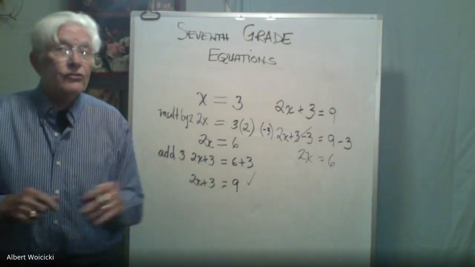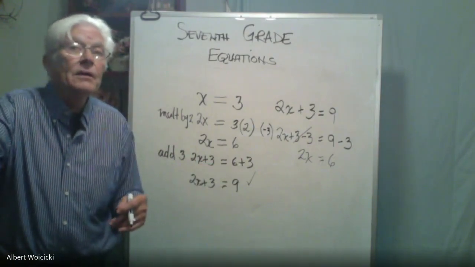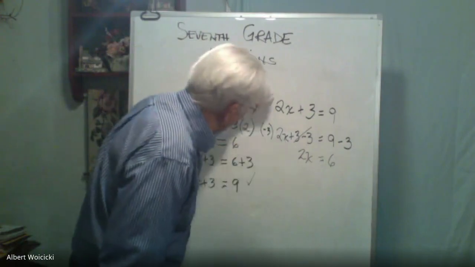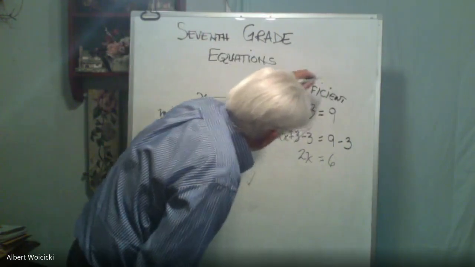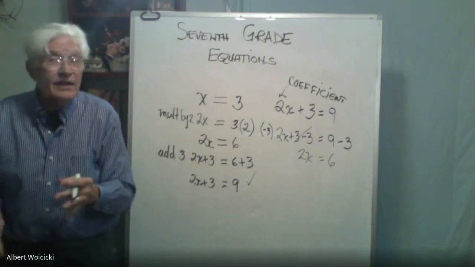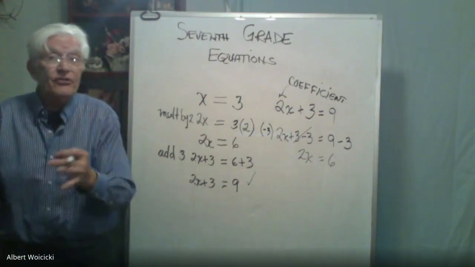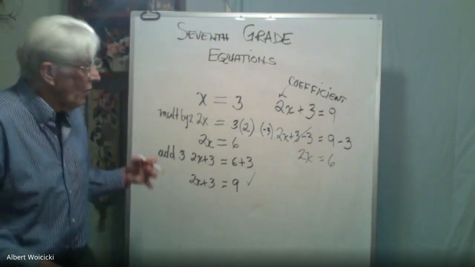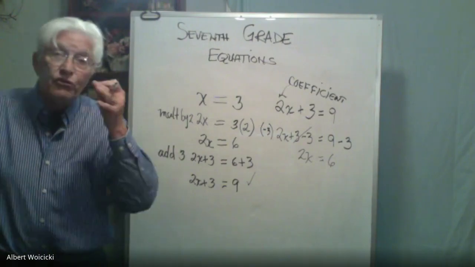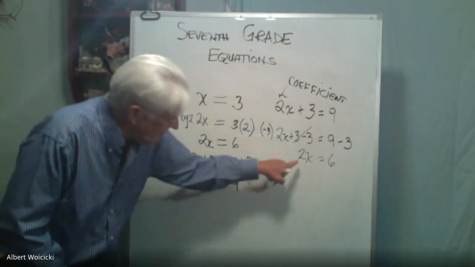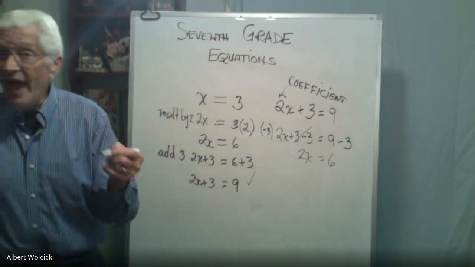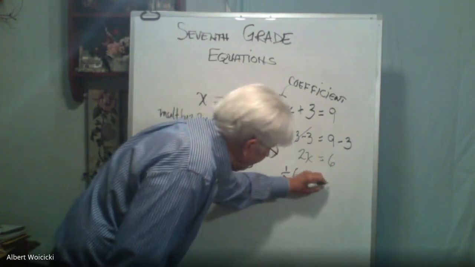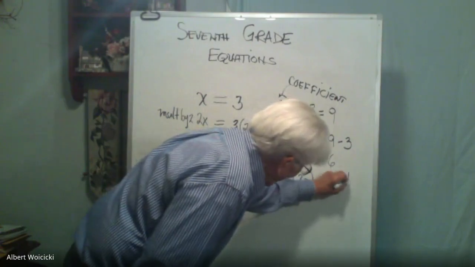Well, I got 2 choices. I can either divide by the coefficient. This is called the coefficient. 2 here is called the coefficient of x, or I can multiply by its reciprocal. So you have a choice. Let's say we multiply both sides by its reciprocal. So what's the reciprocal of 2? It's a half. Good. So I multiply this side by a half, and I multiply 6 by 1/2.